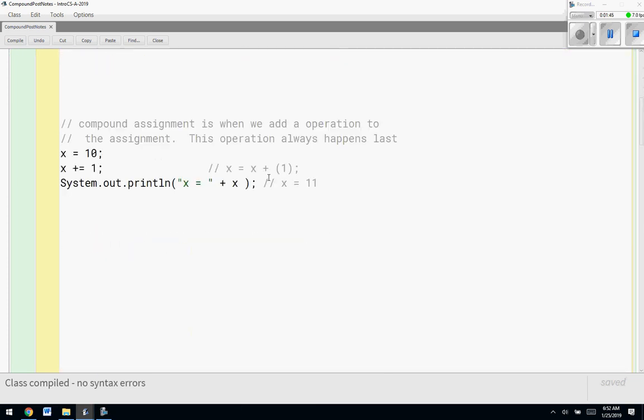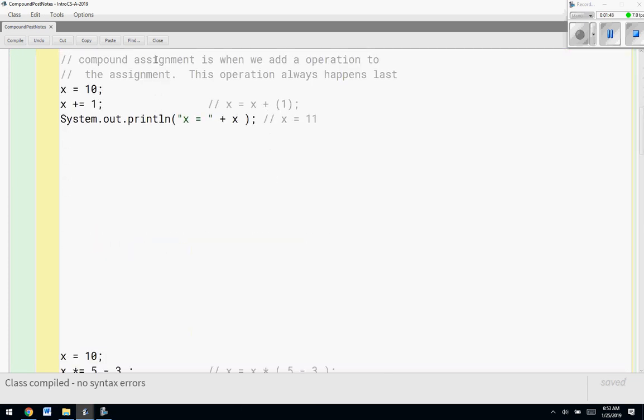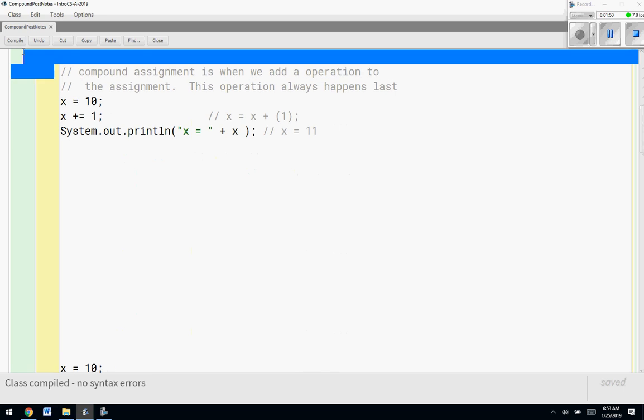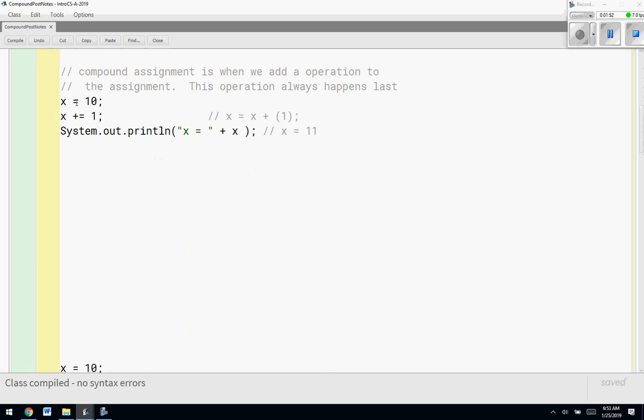The compound assignment is when we add an operator to that assignment. This particular operator that you add will always happen last. So I'm going to effectively do the same thing I just did. I'm going to set x equals 10, and I'm going to do x plus equals 1. So this is the compound assignment. And what that is doing, it's increasing the value of x, because I'm doing a plus, by this.